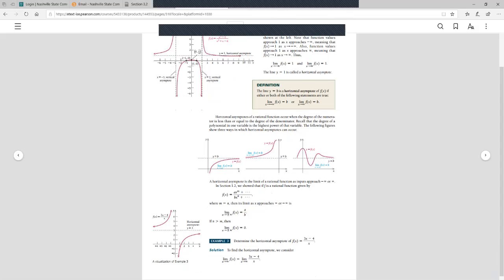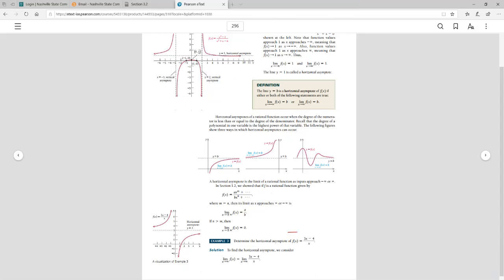Example 3 says to determine the horizontal asymptotes of this function here. Notice that we have x to the power of 1 in the numerator and x to the power of 1 in the denominator. And since those are equal to one another, then we know that we do have a horizontal asymptote because, again, it says in the middle of the page here, horizontal asymptotes of a rational function occur when the degree of the numerator is less than or equal to the degree of the denominator. Well, they're equal, so that definitely meets that criteria.